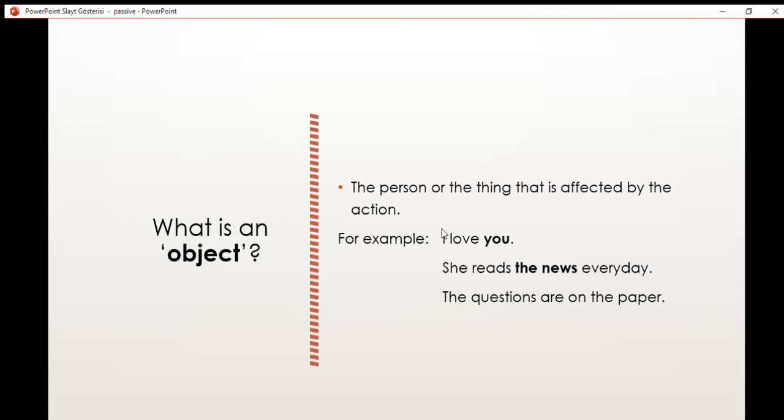Now, some actions, love, read, can take objects. Some actions can't take objects. And some actions can take objects, but we don't use objects in the sentence. So not every active sentence has an object in it.